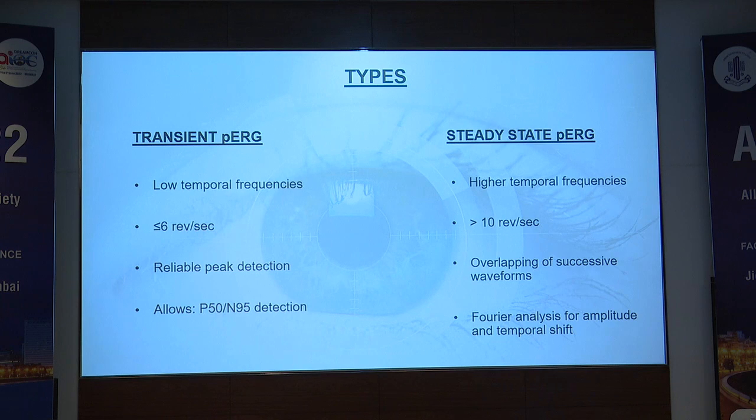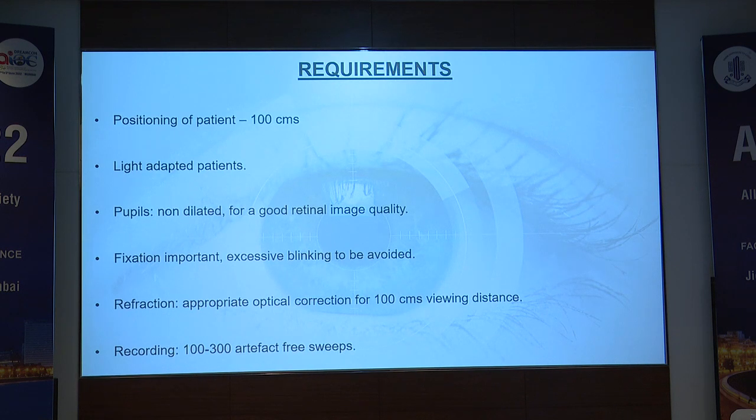So what are the types of ERG? There are two types of pattern ERG, the transient type and the steady state. For practical knowledge, just remember that we use the transient pattern ERG because they have lower temporal frequencies of less than 6 reversals per second, and they allow for a reliable peak detection, so detection of P50 and N95 is possible. As discussed before, the patients are positioned at 1 meter.